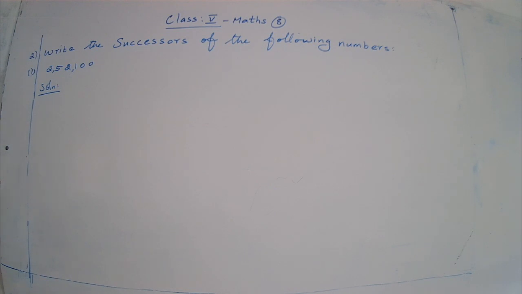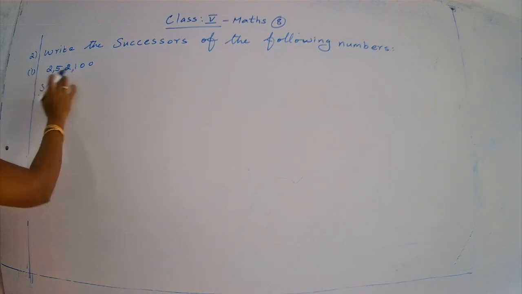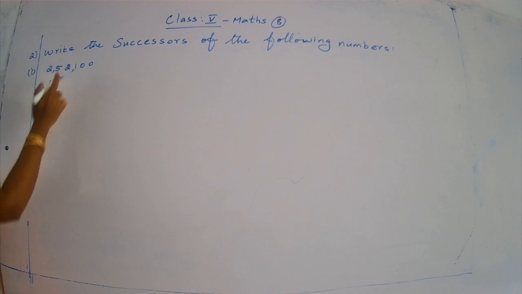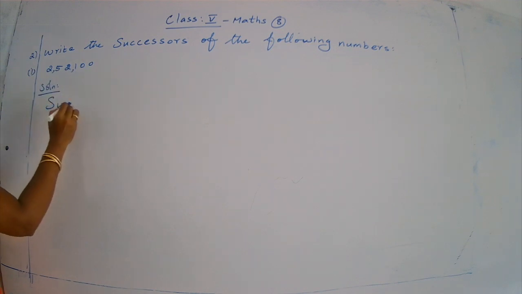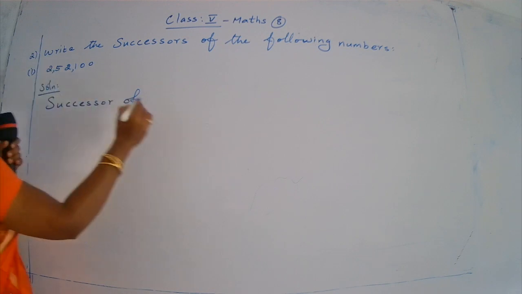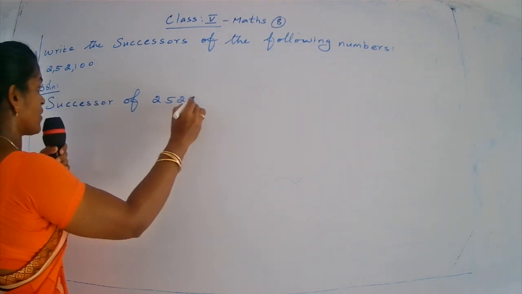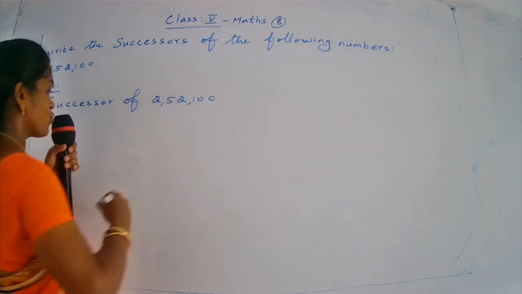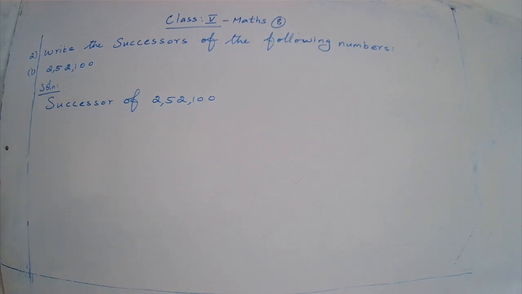Successor, what do we have to do? We have to add 1 to it, otherwise the number after. Okay, children. So, what is the successor of 2,52,100? Successor of how much? 2,52,100. After the number.